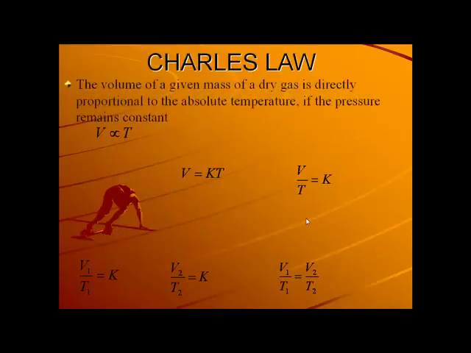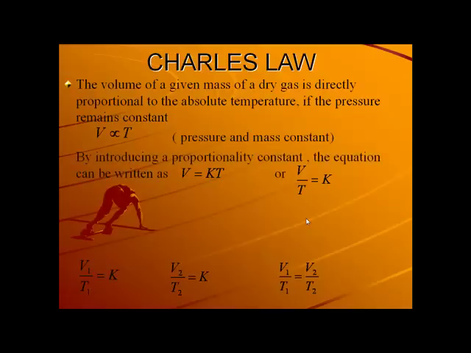Charles' law. The volume of a given mass of a dry gas is directly proportional to the absolute temperature if the pressure remains constant, or V is proportional to T, where T is the temperature in Kelvin scale. In this case, the pressure and mass remain constant. By introducing a proportionality constant K, the equation can be written as V is equal to KT, or V by T is equal to K.